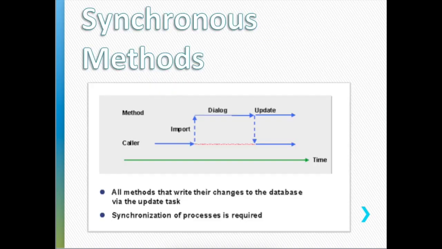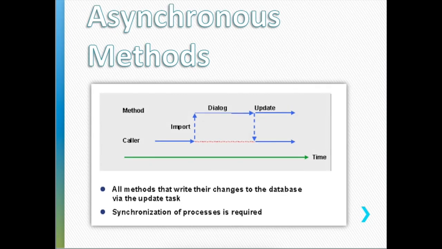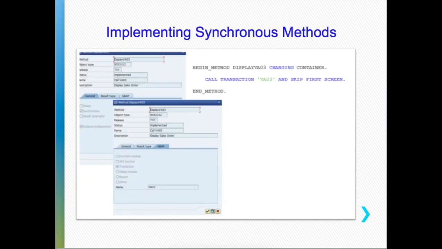You can look at the asynchronous methods where you have a method. It can be a dialog method, or the update is how it updates to the database. All methods that write their changes to the database via an update task require synchronization of the process. For asynchronous methods also, there is not much difference. All methods that write their changes to the database via an update task, and synchronization of process is required for the asynchronous methods also. And how to implement asynchronous methods?